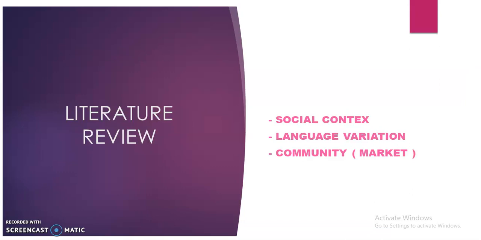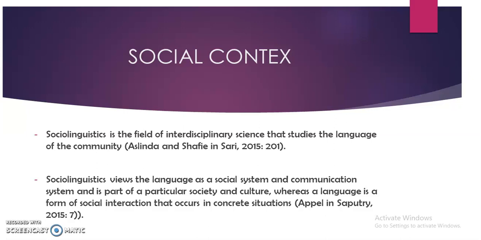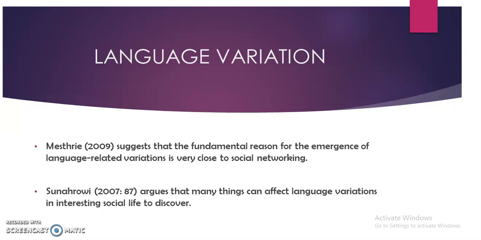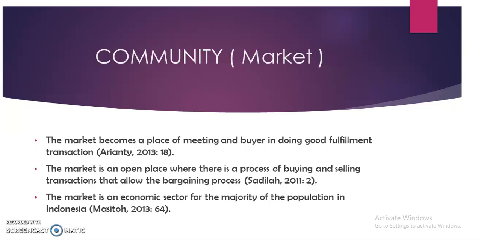There are three measures of literature review: the first social context, the second language variation, and the last community or the market. Social context. Based on Aslinda and Syafi'i Insari 2015, Sociolinguistics is the field of interdisciplinary science that studies the language of the community. And the next is language variation. Mastery in 2009 suggests that the fundamental reason for the emergence of language-related variation is very close to social networking. And then the last, community. Based on Arianti in 2013, the market becomes a place of meeting of seller and buyer in doing fulfillment transaction.